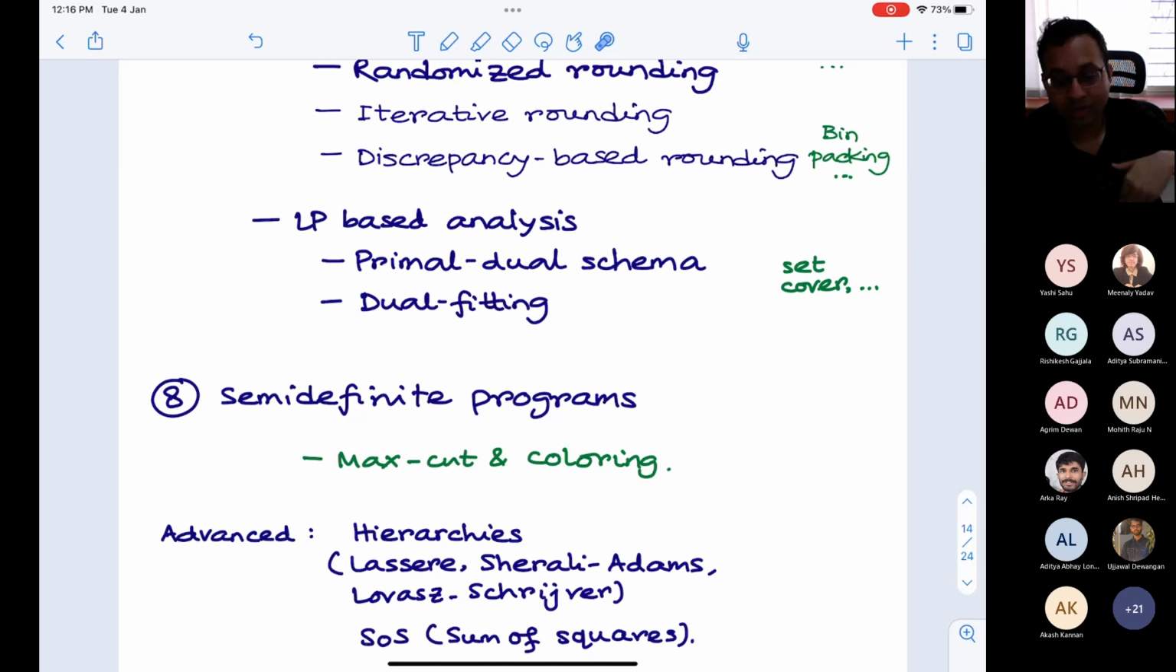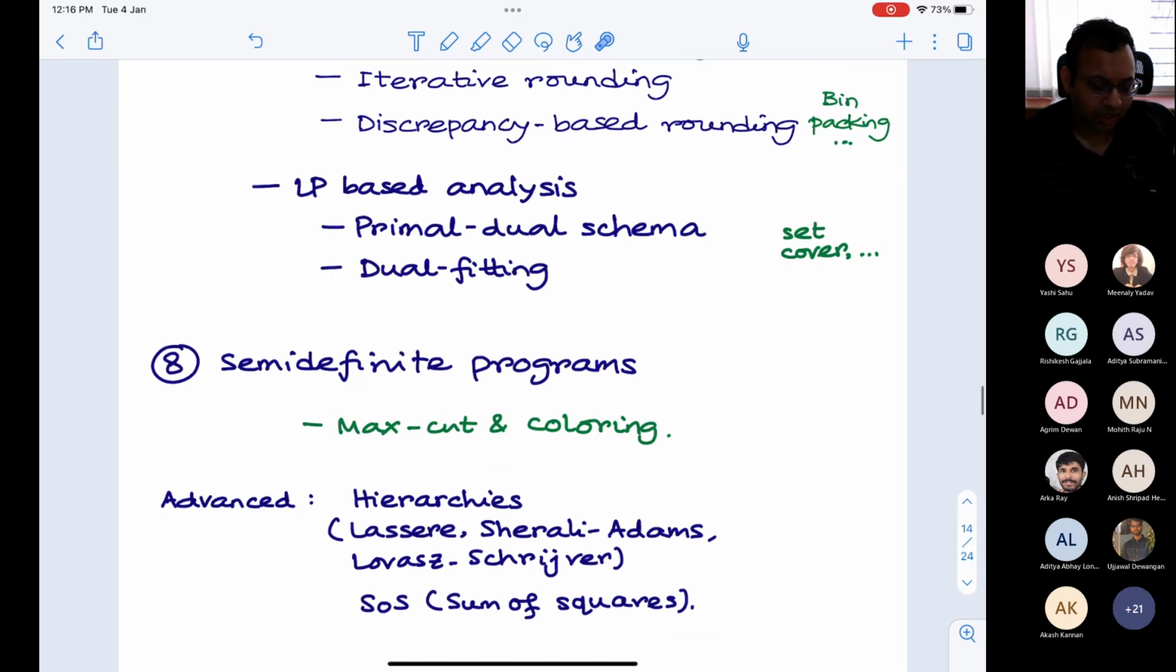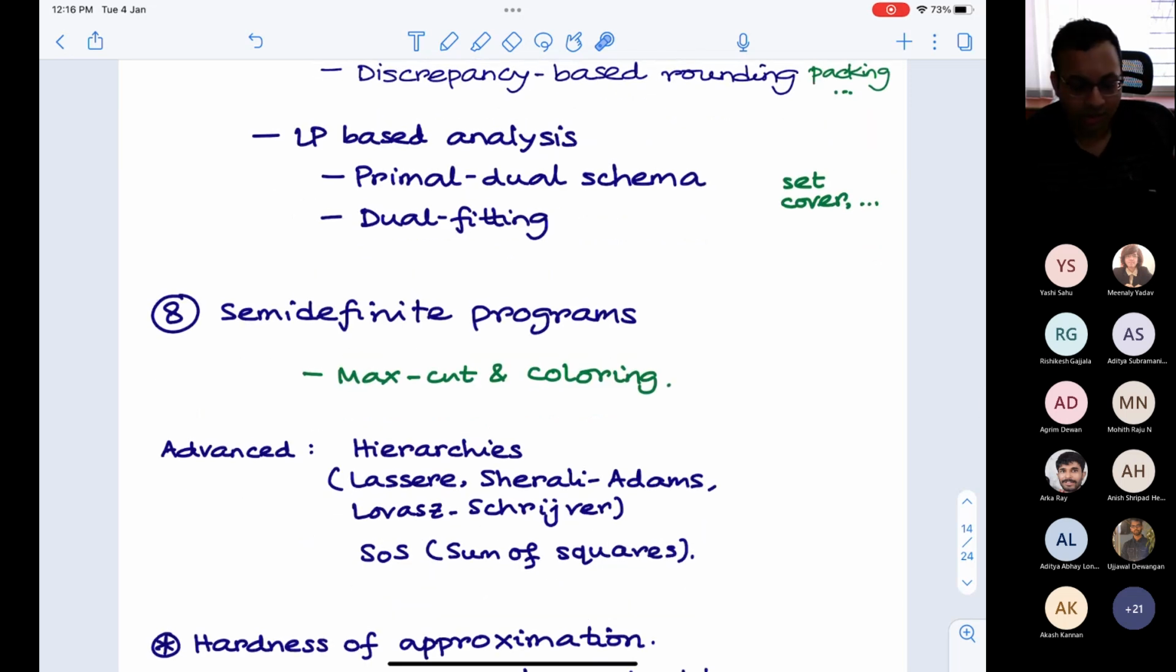In a semi-definite program, it becomes a vector, and then based on that, you do some algorithm design. And there are more advanced techniques like hierarchies or sum of squares. Some of these things will be covered in the class.